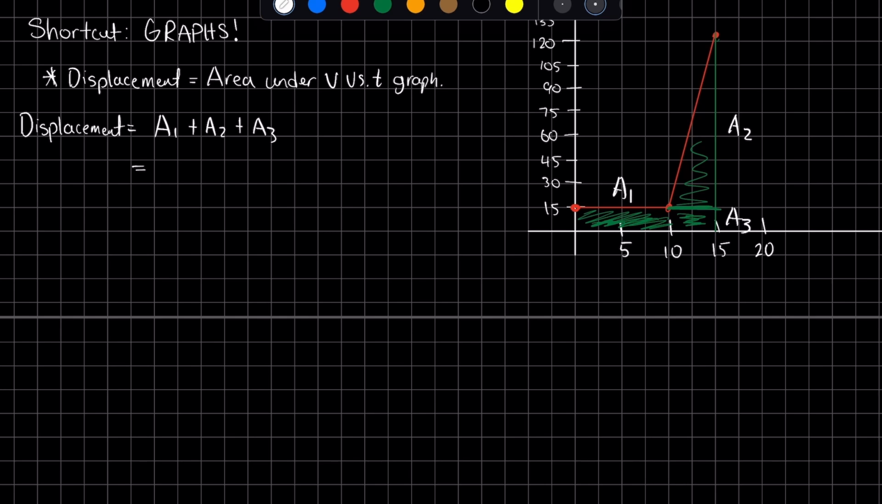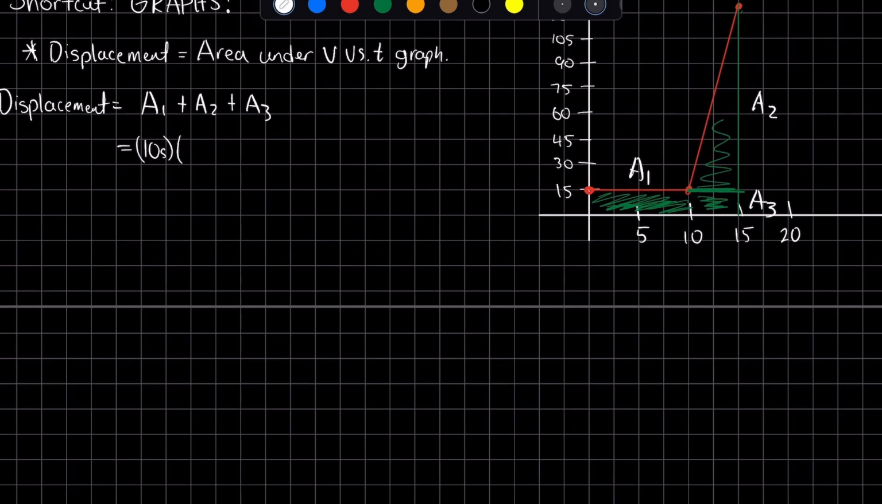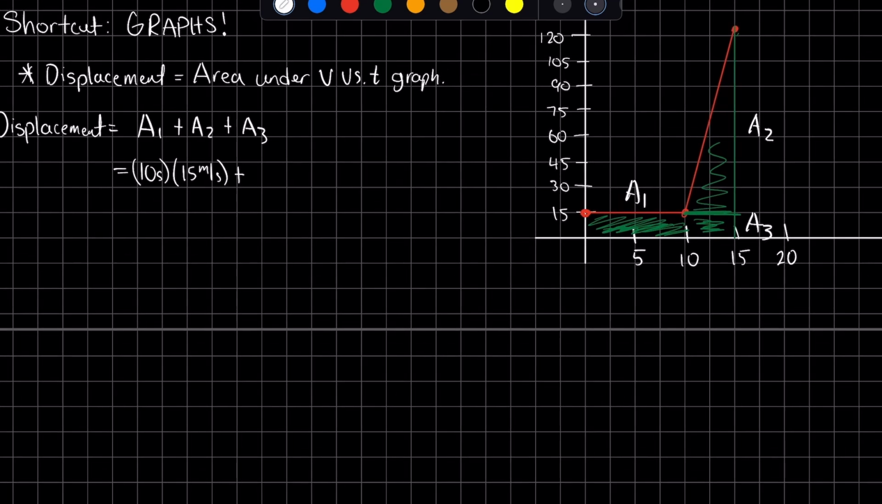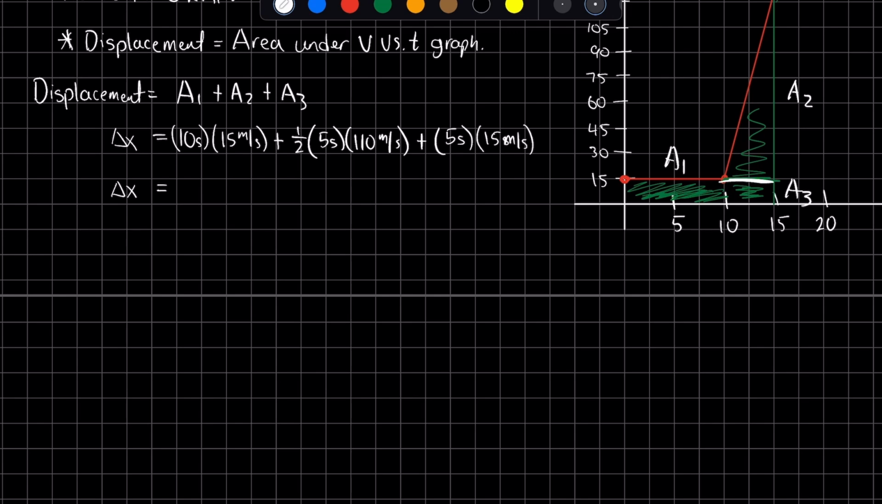Area 1 is going to have a base of 10 seconds multiplied by the height 15 meters per second. Area 2 is going to have an area of 1/2 because it's a right triangle. The base is 5 seconds long because from here to here it's only 5 seconds, from 10 to 15. The height is going to be 110. Plus the area of this last one, I still have a base of 5 seconds times a height of 15 meters per second. So the displacement for the entire motion, I'm going to add this all up. You can check this work and you're going to get the same answer, 500 meters.